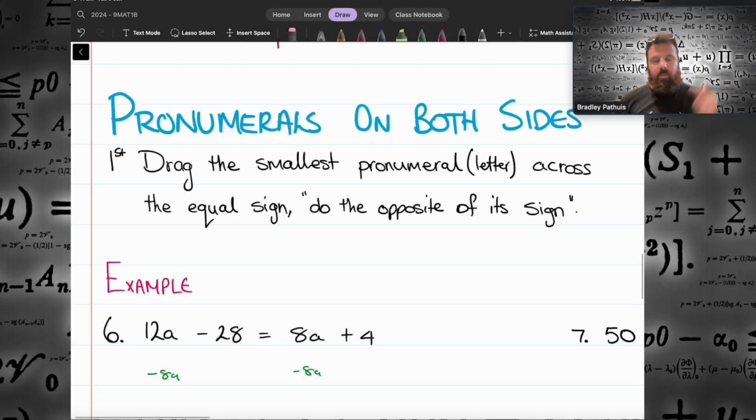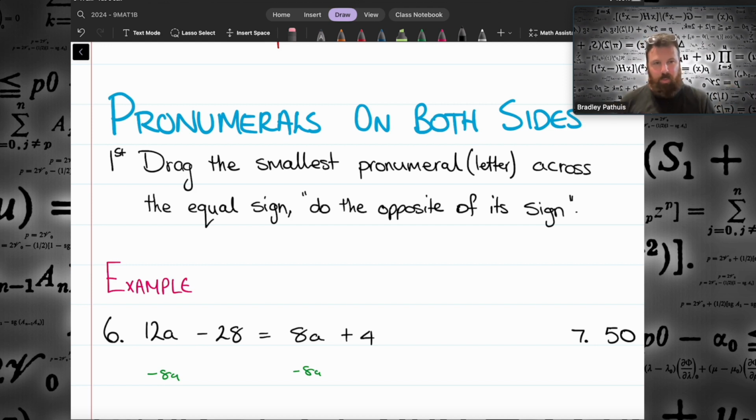All right, the final part, Year 9. What we're going to talk about in solving equations is what happens if there's a pronumeral on both sides of the equal sign. That's quite frustrating when that's the case. So the first thing I'm going to do is drag the smallest pronumeral, the smallest letter, the smallest variable, across the equal sign.